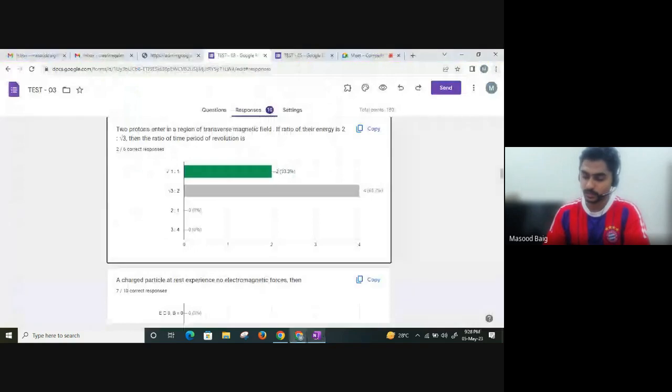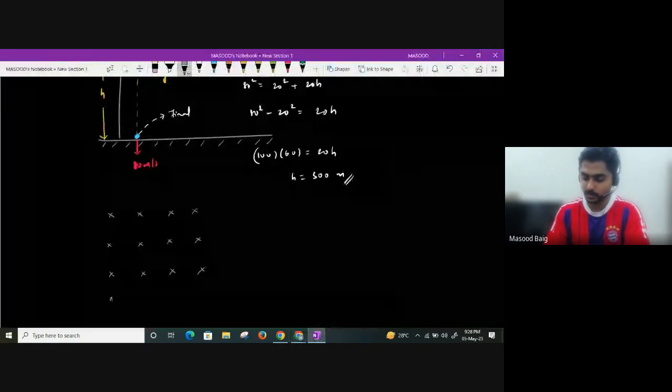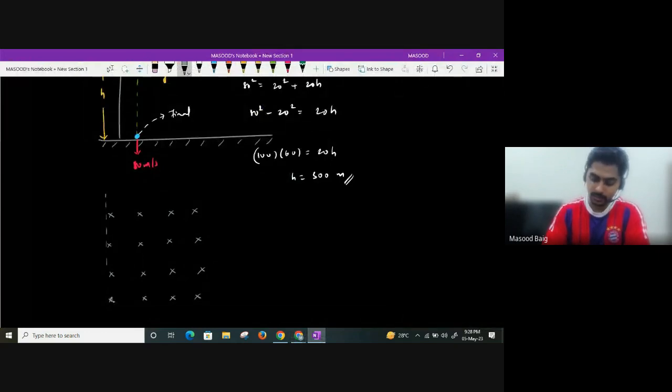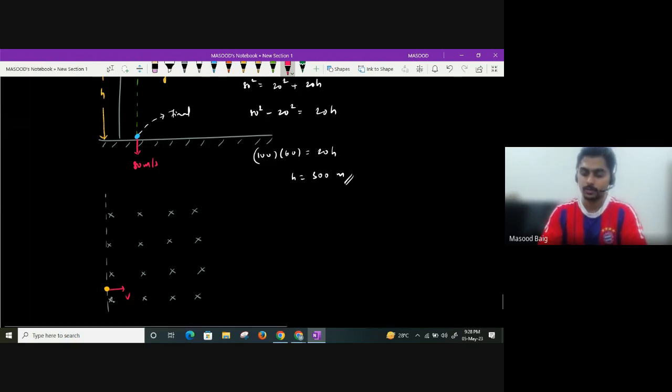So the ratio of their energies has been given. They're asking us to find what would be the ratio of time periods. So let us say the magnetic field is starting here and the proton is entering. In whatever manner it may enter, the velocity will be perpendicular to the magnetic field. If it enters perpendicularly, and the magnetic field is sufficient, then it is going to follow a semicircular path, as you all are aware.